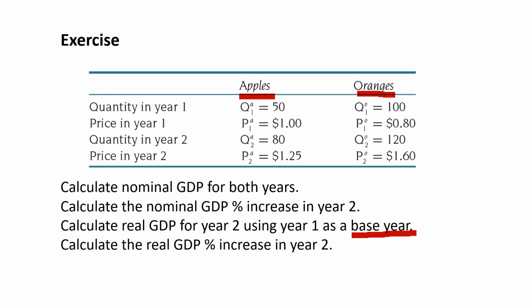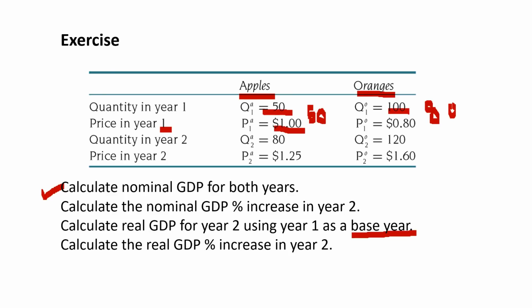First, we want to calculate nominal GDP for both years. As I said, nominal GDP is just GDP measured in prices of the current year. So let's calculate nominal GDP for year 1. For year 1, you take the output of that year, which is 50 for apples and 100 for oranges, and multiply that by their respective prices and sum those two values together. So the price of apples, which is $1, multiplied by 50 gives a total expenditure of $50 for the apples, and then we add the total expenditure on oranges, which is $80, so basically 100 multiplied by 0.8.